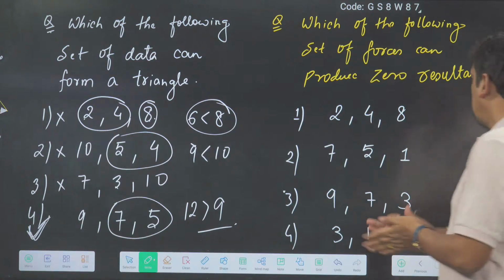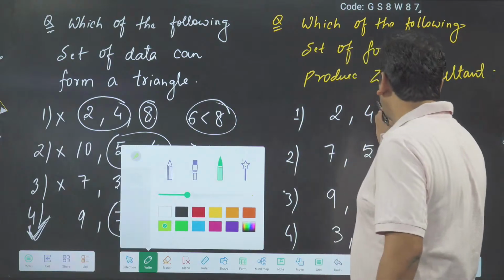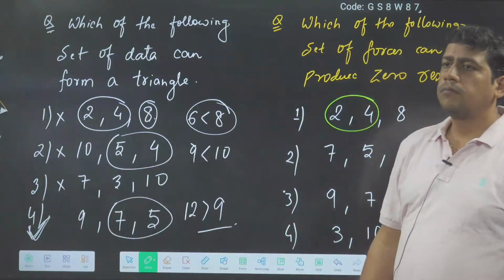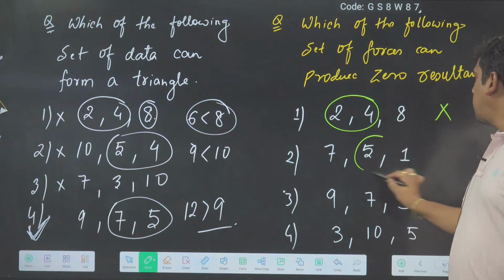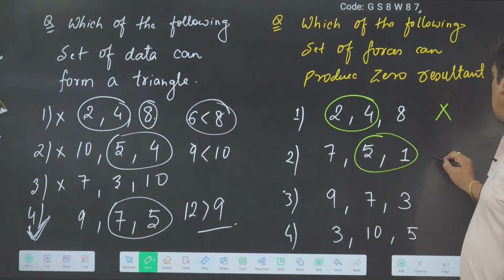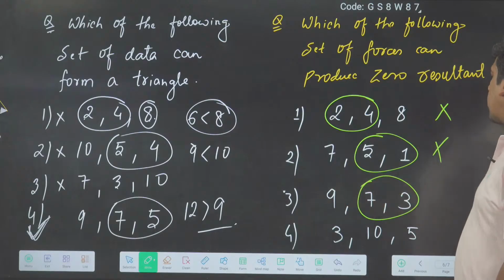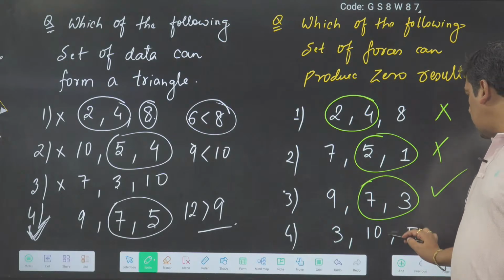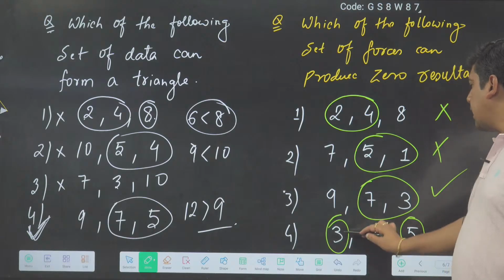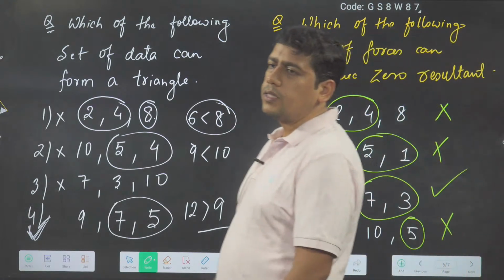Very good. Add the smaller ones. 2 plus 4, 6, which is less than 8, so not possible. 5 plus 1, 6, not possible. 7 plus 3, 10, which is more than 9, possible. And here, 5 plus 3, 8, which is less than 10, not possible. So the answer is the third.